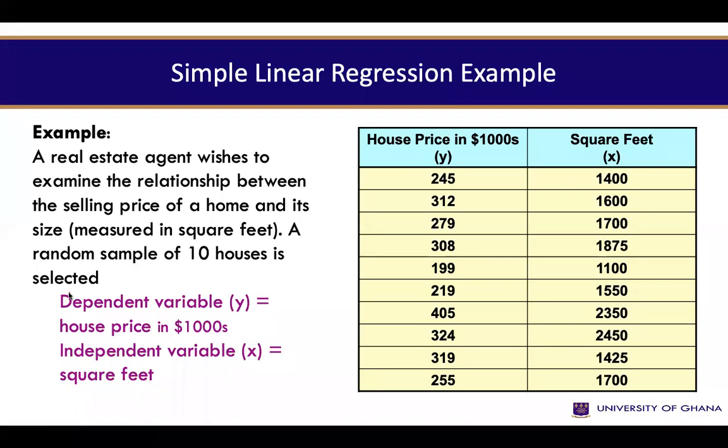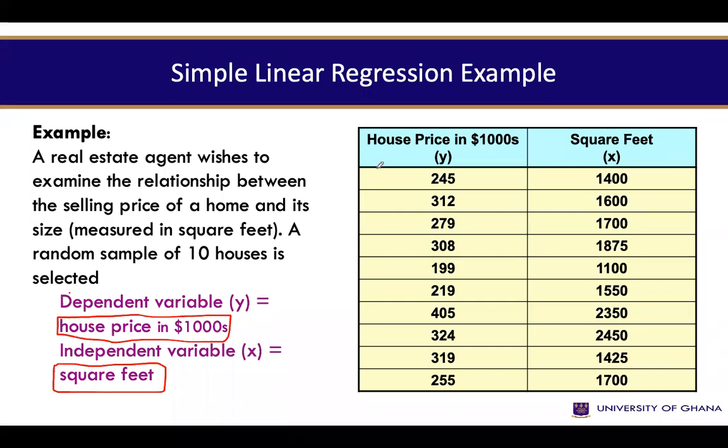A real estate agent wishes to examine the relationship between the selling price of a home and its size measured in square feet. A random sample of 10 houses is selected. The dependent variable is Y. So they said the dependent variable is the house price, and the independent variable is the size of the house, measured in square feet.